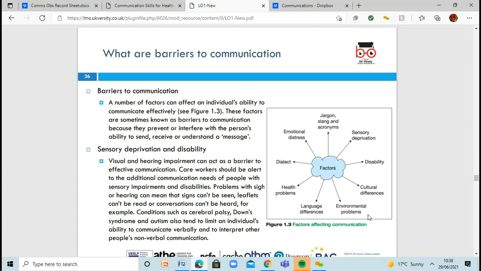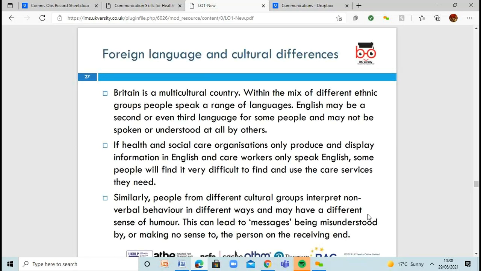Environmental problems as well. That is a big issue if you're trying to get information from someone or trying to treat someone and there's a noisy background, or there's lights flickering, or it's dark. So there are so many different barriers. Because we've got such a multicultural mix within our country, there will be some type of barrier that comes up on a daily basis from what we're doing.